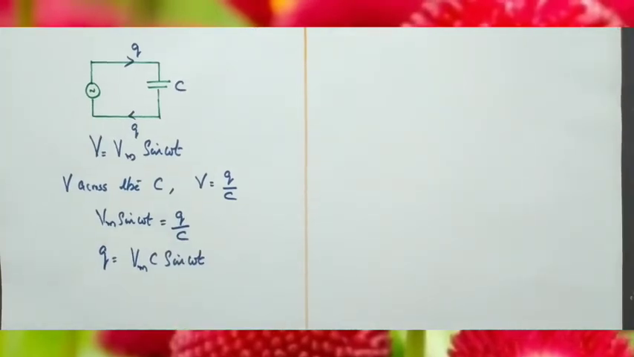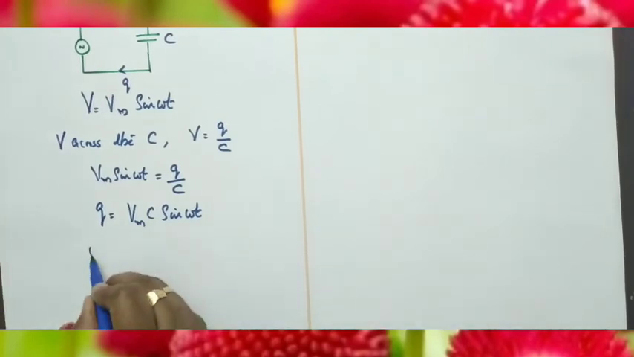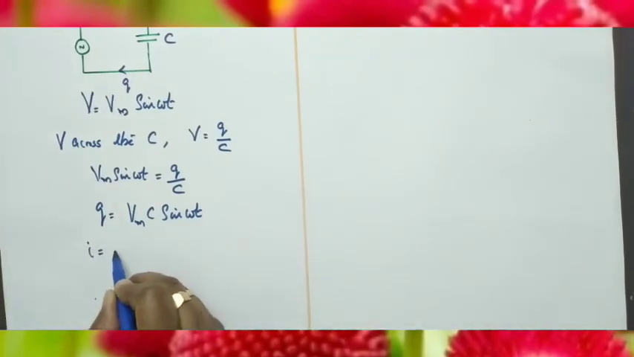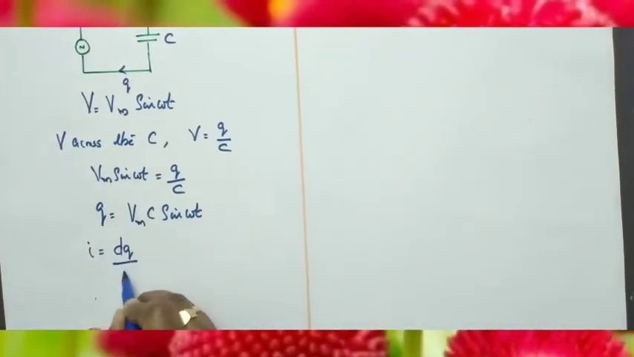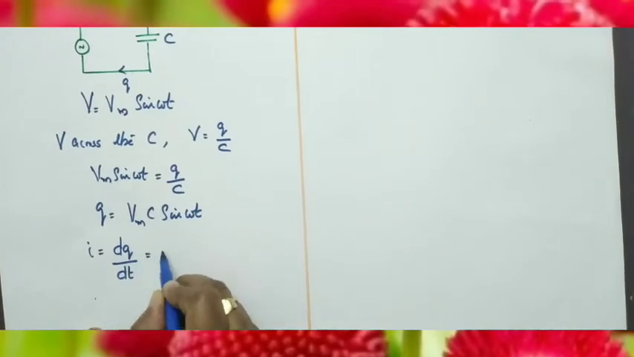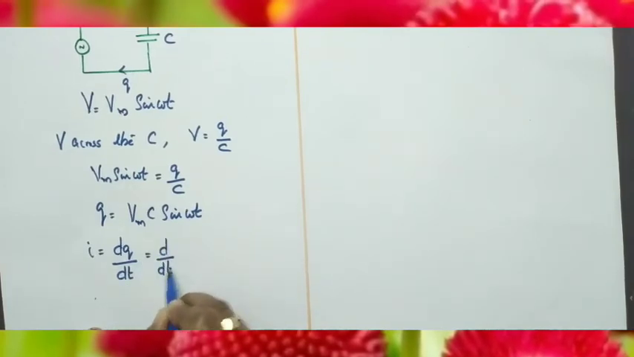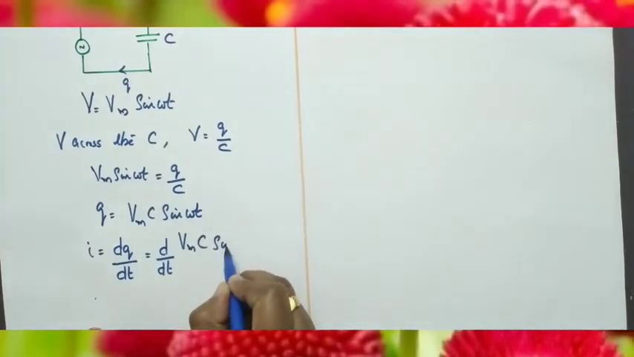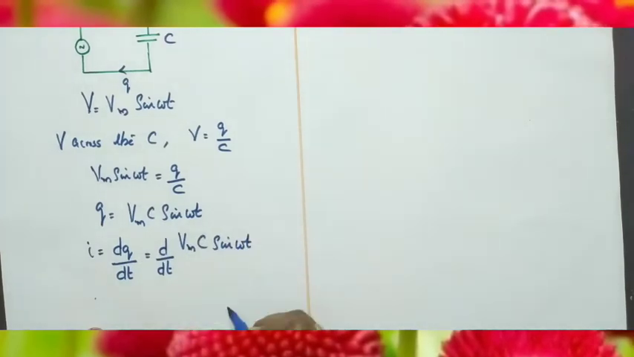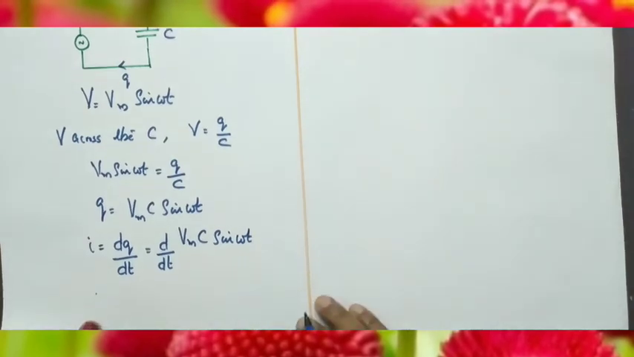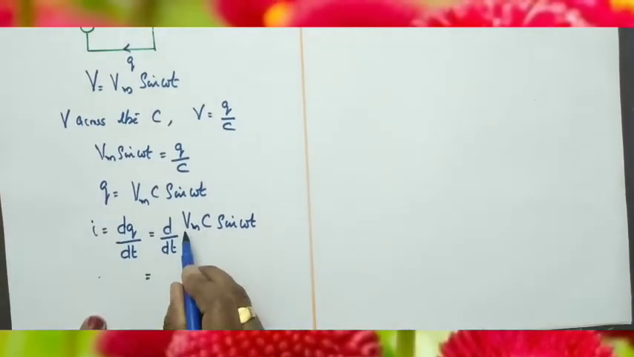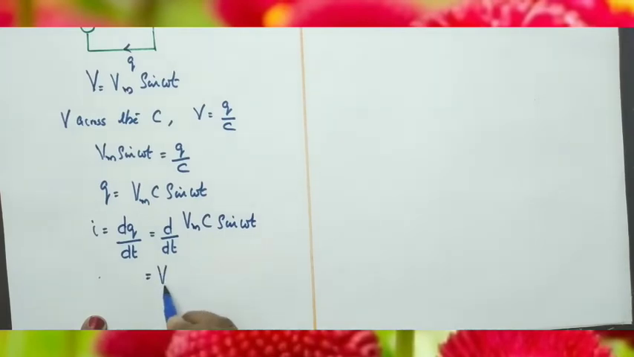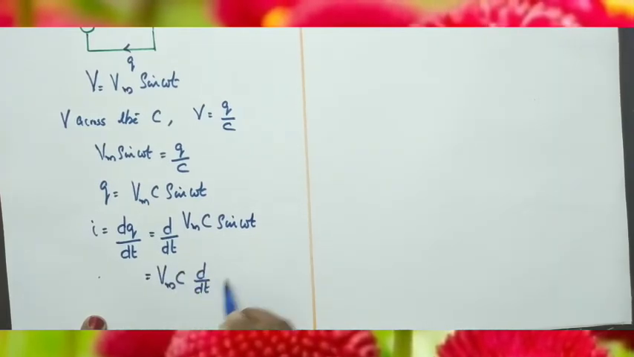So charge is known. How will you find out the current? We know current is equal to the rate of flow of electric charge. So I equals dq divided by dt, which is d by dt of q. What is q here? Vm C sin omega t. Now we take the differentiation. Vm and C are constant, so they can be taken outside: Vm C into d by dt of sin omega t.